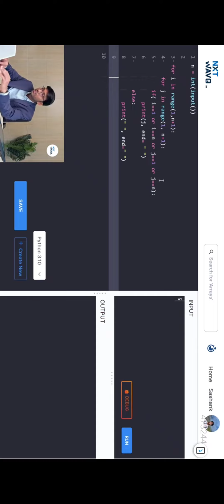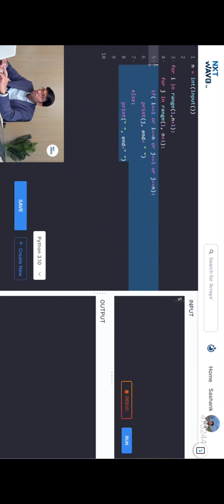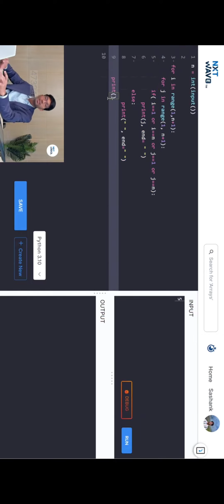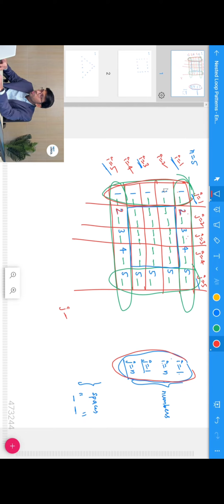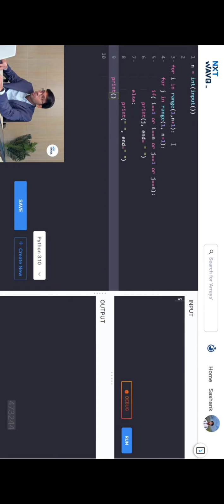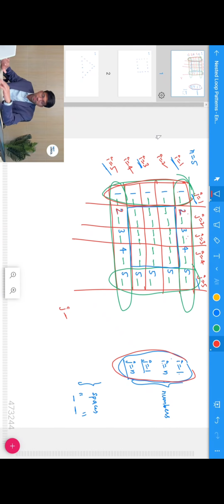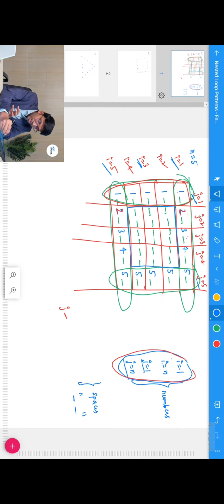So what I'll do is, once this entire block of code, that is this for loop, is done, we'll need to move to the new line. So for that, I'll write print. Now what happens is the cursor will move from here to here. So next time again, when i equal to 2, j will run from 1 to 5.